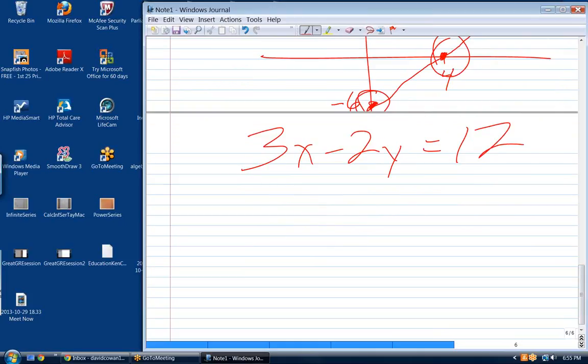Put that in. So, what we're looking for is y equals something. So it's the same as saying solve this equation for y.